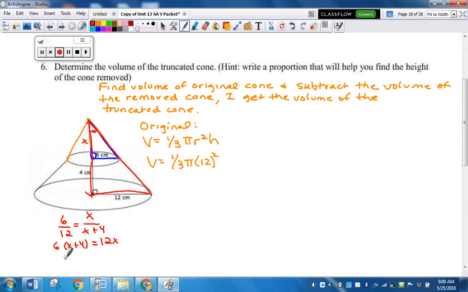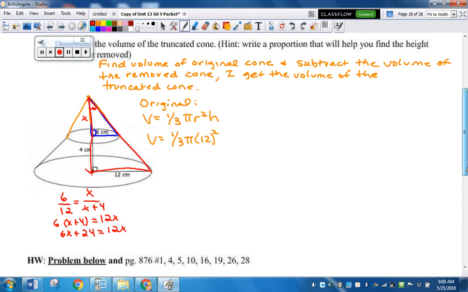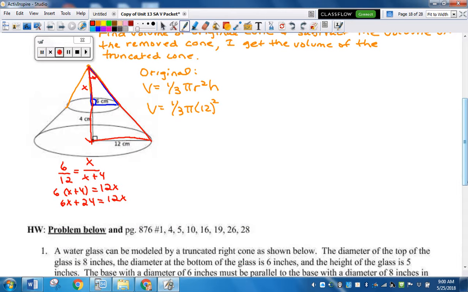I can divide by 6 or distribute. You guys would probably distribute. So 6x plus 24 equals 12x. We still have room here. A little bit. All right, subtract the 6x. 24 equals 6x, which means x is actually 4. All right, well that just opened up everything for me. I'm ready to go now.